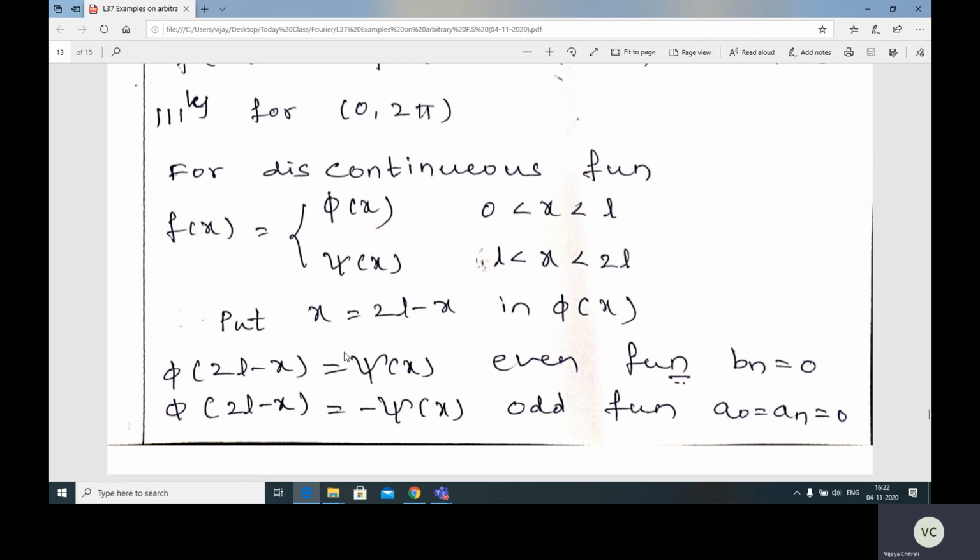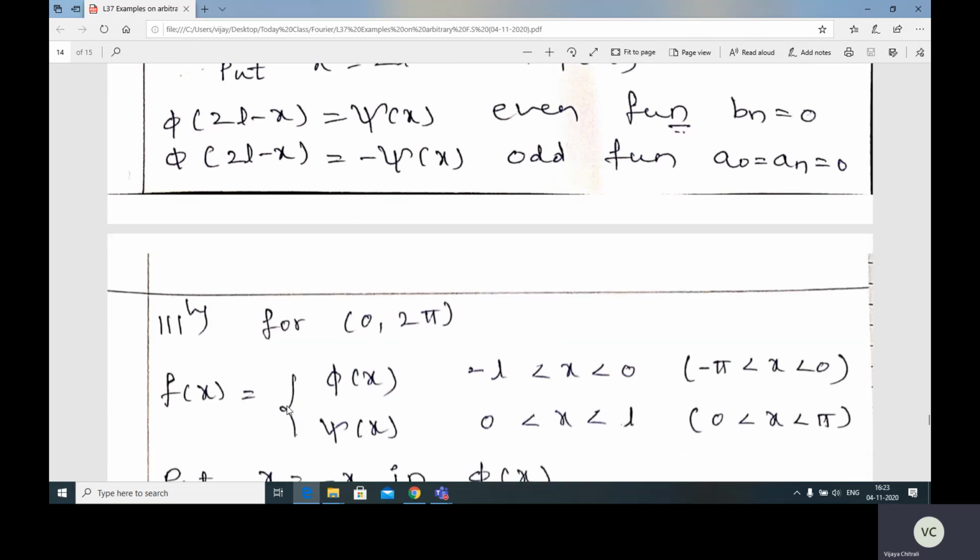Suppose the interval is 0 to 2l, so substitute x as 2l minus x, or if it is 0 to 2 pi, substitute x as 2 pi minus x. By substituting 2l minus x or 2 pi minus x in phi of x, if you get psi of x, it is an even function. If you get minus psi of x, it is an odd function, right? So this will be the concept.